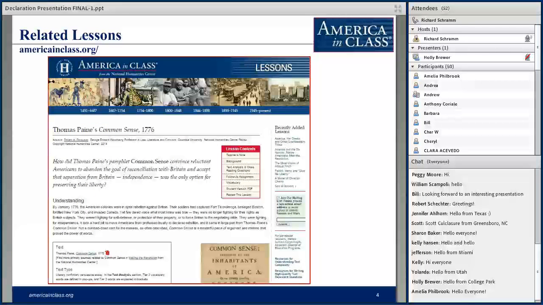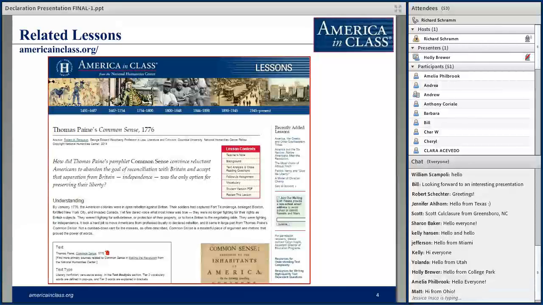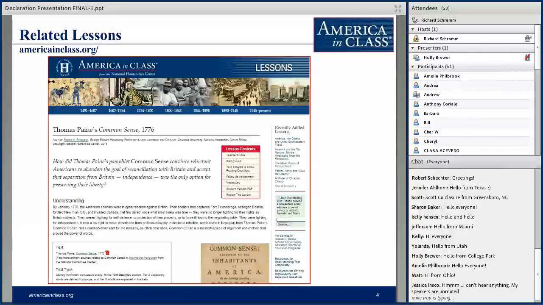One of the things we provide is a series of lessons, and I want to point out a related lesson, one that relates to our subject tonight. During our discussion, we are going to mention Thomas Paine's Common Sense, and we have a really good lesson on that. We look at excerpts from Common Sense to answer the question you see there on the lesson: How did Thomas Paine's pamphlet Common Sense convince reluctant Americans to abandon the goal of reconciliation with Britain and accept that separation from Britain, independence, was the only option for preserving their liberty? We take excerpts from the document and set them up for close reading. Please take a look at that. I think it would make a very valuable addition to your toolbox of teaching resources.